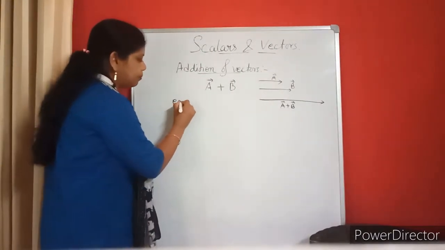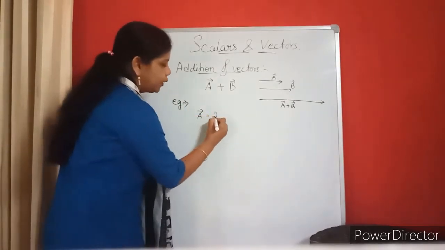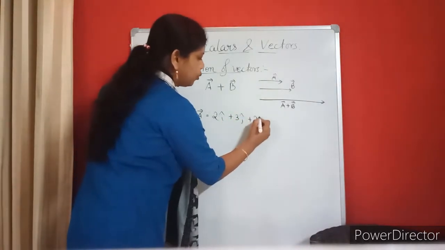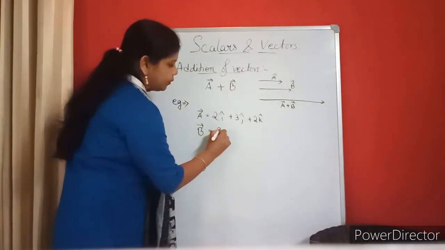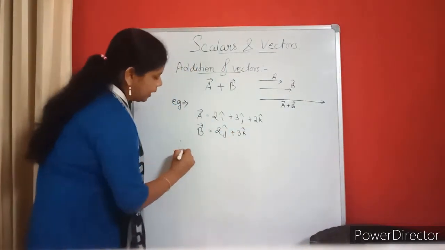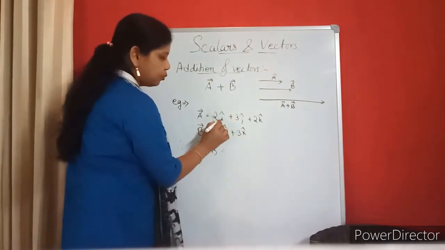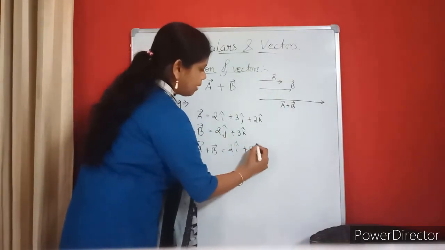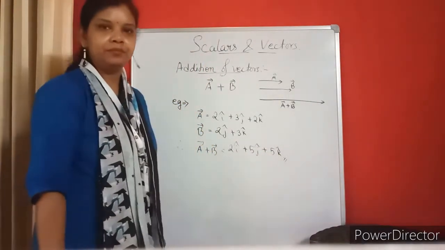Let me give you another example here so that it becomes easier for you. Suppose I say A is equal to 2i cap plus 3j cap plus 2k cap. Then suppose I say B vector is equal to 2j cap plus 3k cap. Then what will be my A plus B? If I write A plus B, then it will become 2i cap, since i is not there in B, then 3 plus 2, 5j cap plus 5k cap. So this will be my answer for addition.